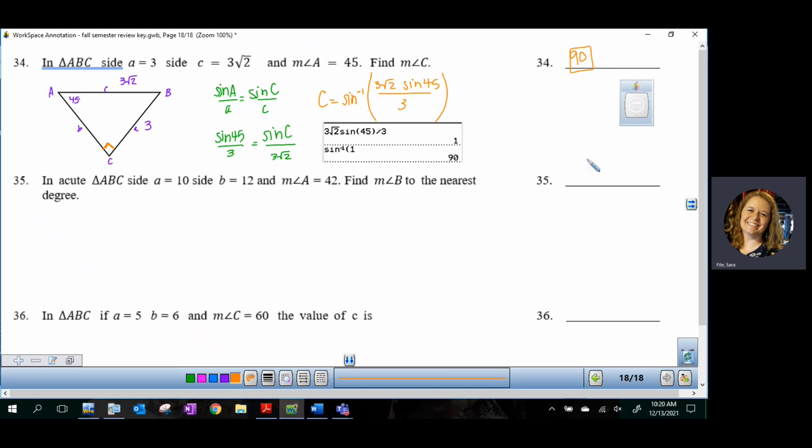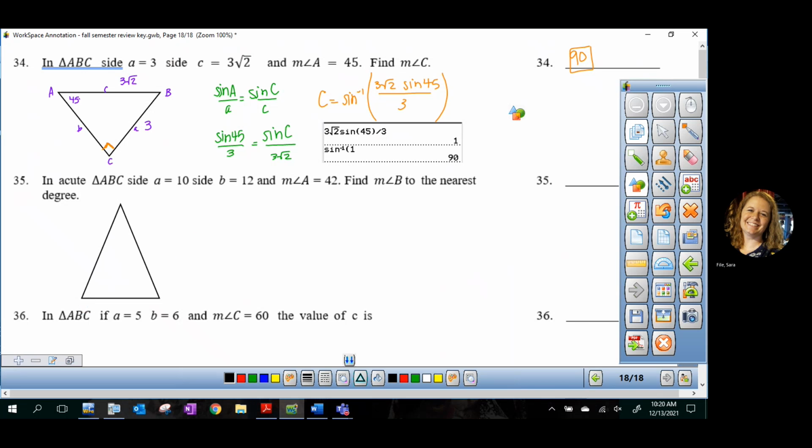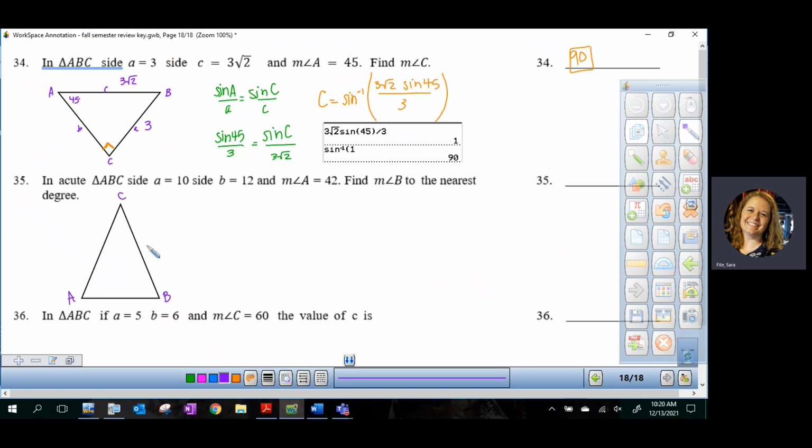All right. In acute triangle ABC, so let me draw another picture. They tell us side A is 10. Side B is 12, and angle A is 42. Find the measure of angle B. All right, so this is another one where we know side, side, angle. So it's the same thing. We're going to set up that same proportion.